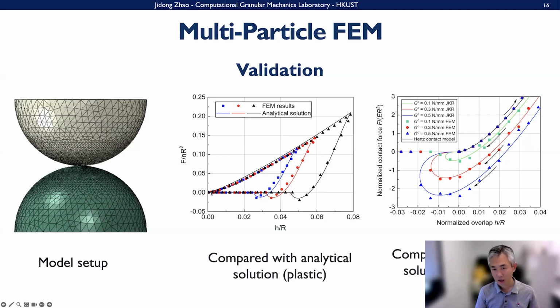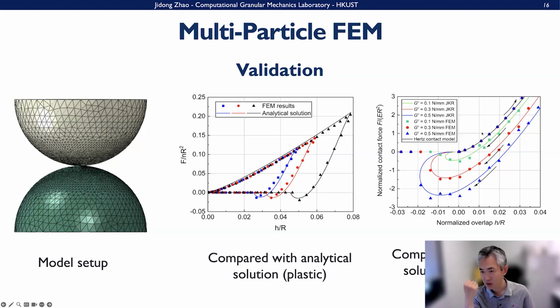Okay, we do loading and unloading. So we do loading to this level, and then we do unloading here, and then do loading again. And so these are the force and overlap relationship, compared to the analytical solution here. Okay, and now we can really test the different fracture energy equations, and test this elastic JKR solution, and also compare with this Gaussian here.